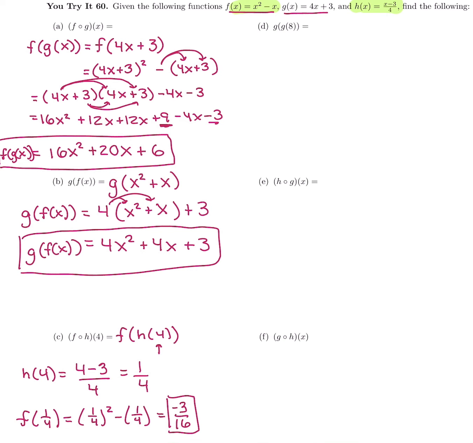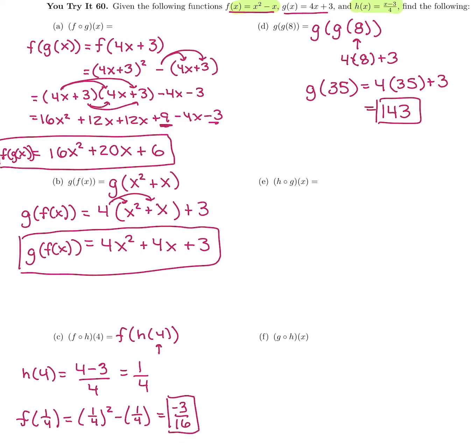We're going to plug in another number again. We're going to do g of g of 8, which means I'm going to start by plugging in g of 8. So I'm going to do 4 times 8 plus 3. 4 times 8 is 32, plus 3 is 35. So I'm really doing g of 35. I'm going to go into g and replace that x with 35, which will give me 4 times 35 plus 3, which is 143.